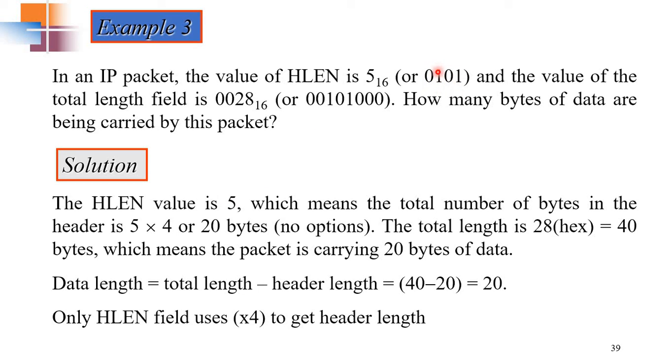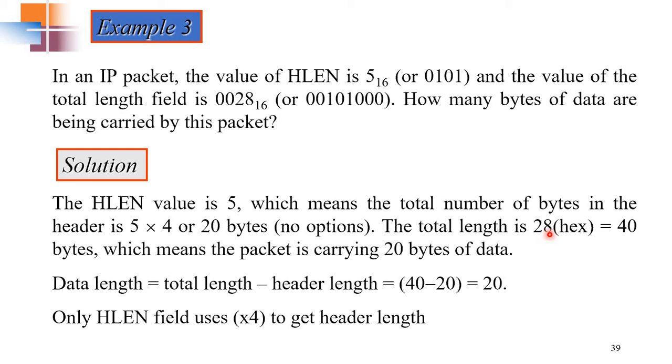So this is nothing but 4 plus 1, which is 5. So the header value is 5, which means the total length of the bytes in the header is 5 into 4. Yes, we have 4 bytes, and the given header is 5. So 5 into 4 is 20 bytes. Okay, done. And what is the total length of the field they are given?